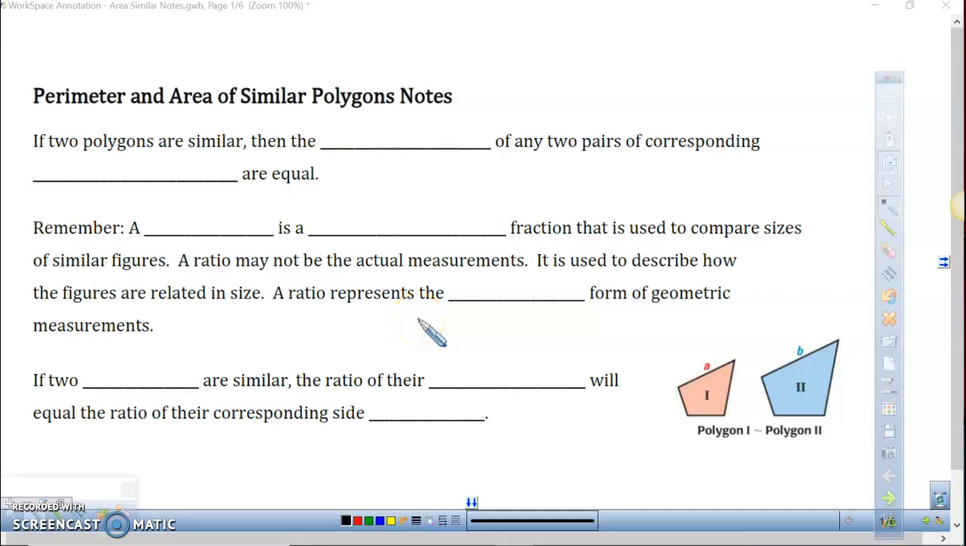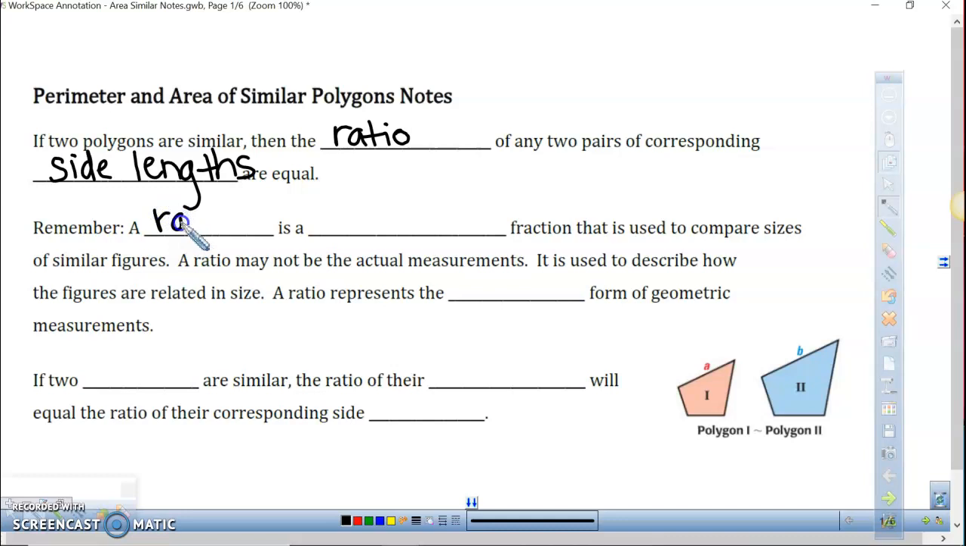All right, let's talk about perimeter and area of similar polygons. So if two polygons are similar, which remember means same shape but a different size, then the ratio of any two pairs of corresponding side lengths are equal. So let's not forget, we don't want to be as scared of this word ratio.